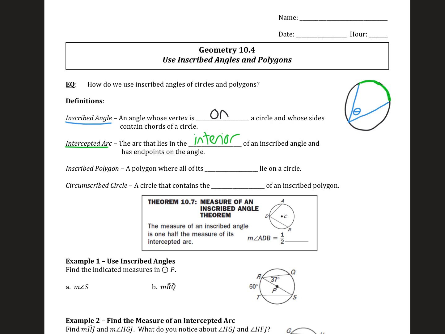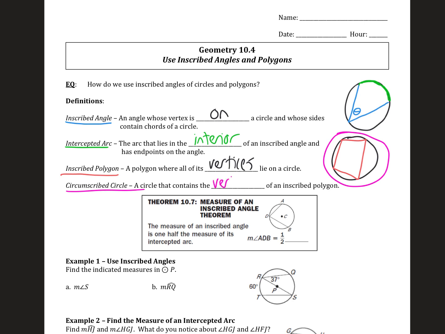Okay. Inscribed polygon: a polygon where all of its vertices lie on a circle. So if we have a circle like this, an inscribed polygon is going to be something like this. Let's try that a little better, a little bit more random. That's an inscribed polygon, okay, where basically all the points of the polygon are on the circle. And a circumscribed circle is the actual circle which touches all the corners of the polygon, the circle that contains the vertices of an inscribed polygon.